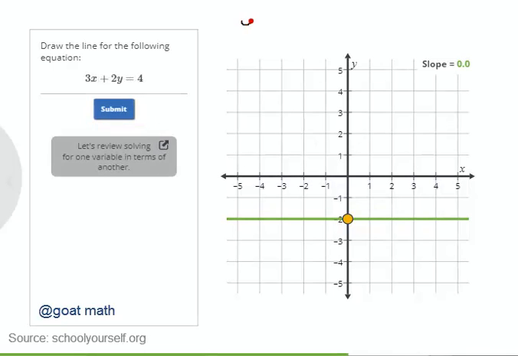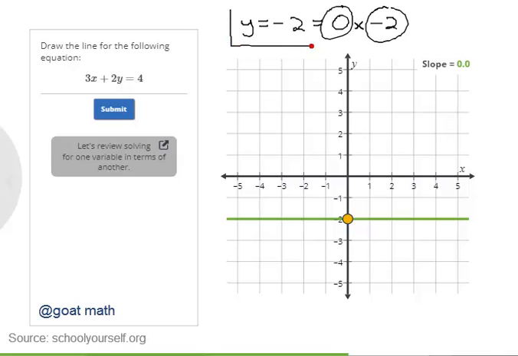Precisely, so this is the line for y equals negative 2. You can think of this as y equals 0 times x minus 2. So the slope is 0 and the y-intercept is negative 2. You can also just think of this as y equals negative 2. So for every value of x, y always equals negative 2. Either way of thinking about it, you get the same line.